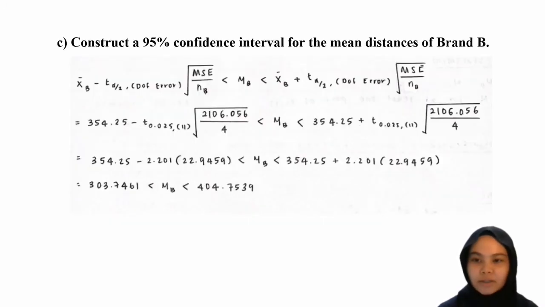The last question asks us to construct a 95% confidence interval for the mean distances of brand B. So we will use this formula, which is x-bar B minus t alpha over 2, degrees of freedom error, multiplied by the square root of mean square error, divided by the number of levels for brand B. And then we do the calculation and we get the answer.